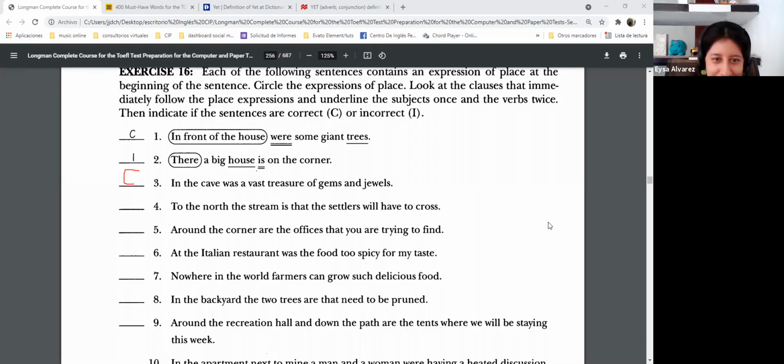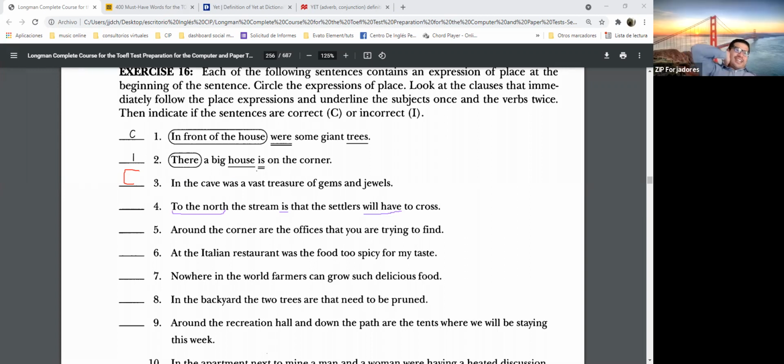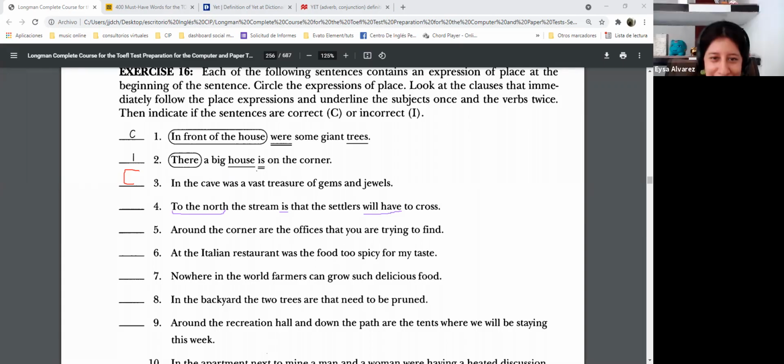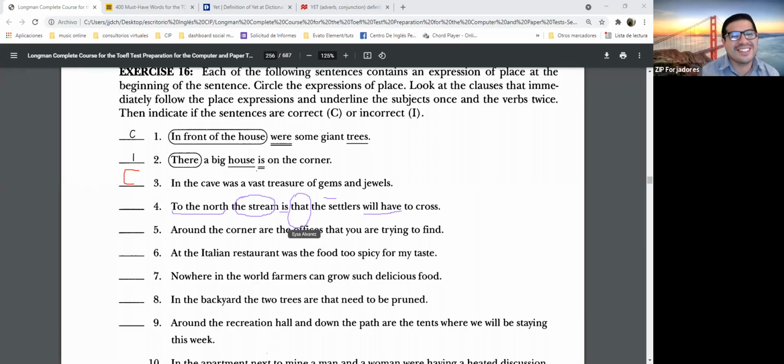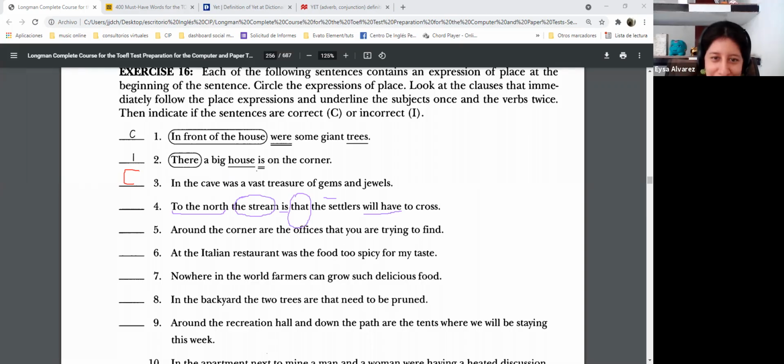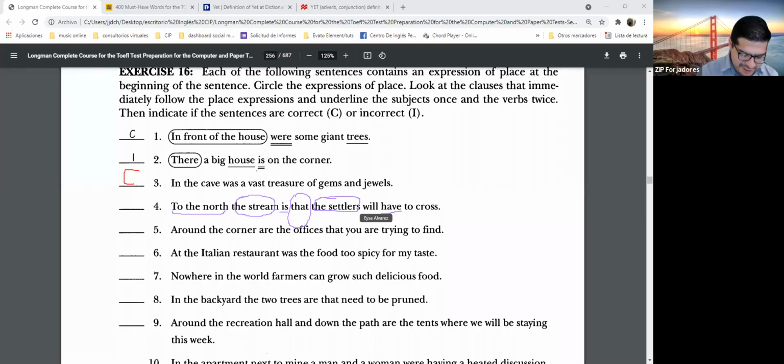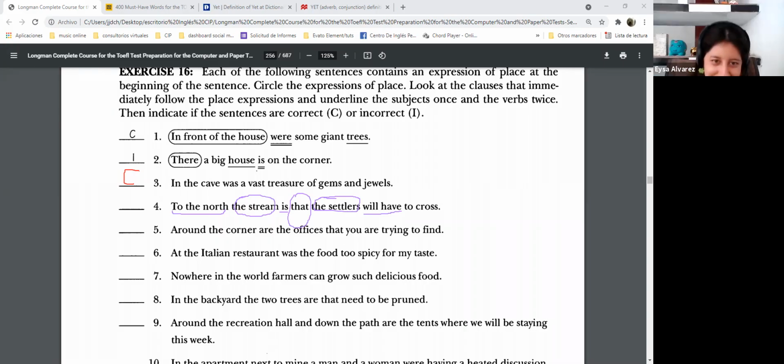"To the north stream," okay, here's the action. So no, we have one more thing here: "we'll have to cross." Good. Where are the subjects? The stream is a subject. We have a connector here. Very good. And the subject in this one is "the settlers." Los colonos. Okay.